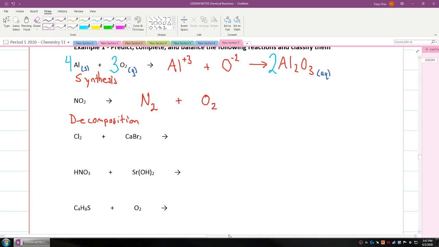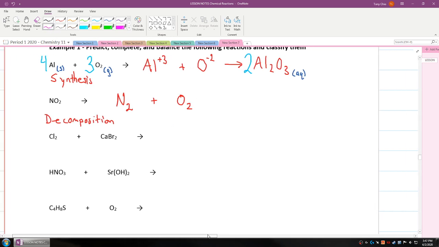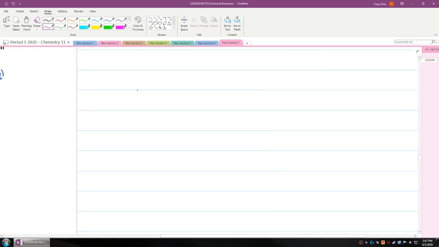Now, if you have never learned this before, this is called diatomic molecules. I'm going to write this on this side really quickly. The diatomic elements. These are elements that can only exist in pairs in nature. They cannot be found alone.